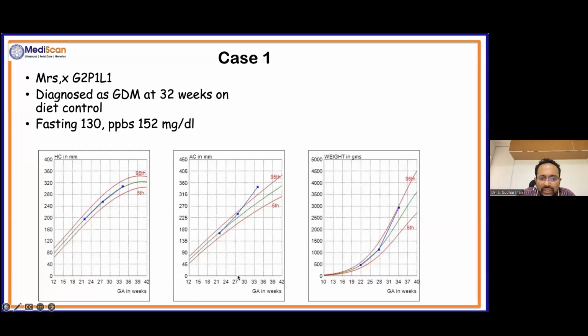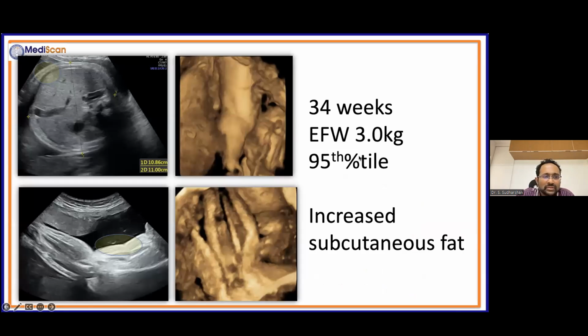Looking at the growth curves, at the 28-week scan the growth of the baby is somewhere around the 70th or 80th centile. When she has reached around 32 plus weeks, you can see an exponential growth in the abdominal circumference percentile, where it has crossed over the 95th percentile. You can also see the EFW touching the 95th percentile.